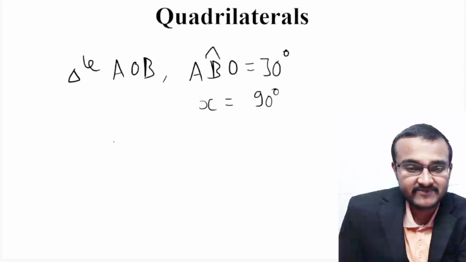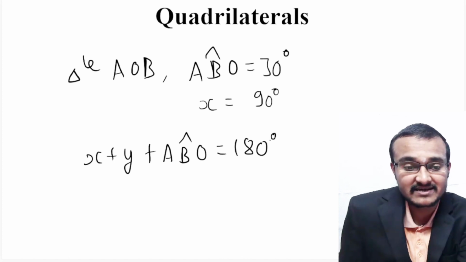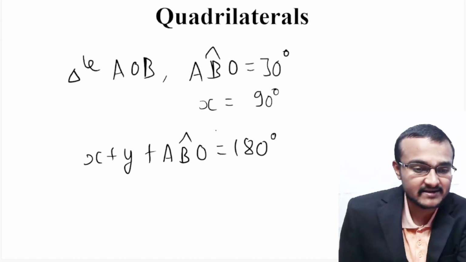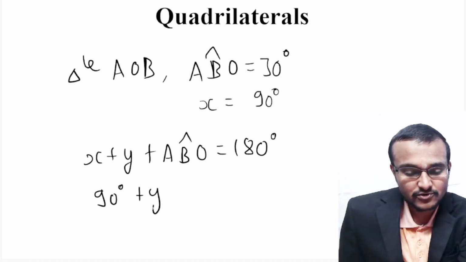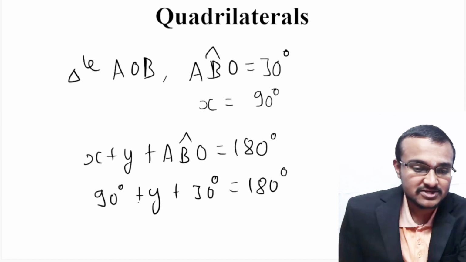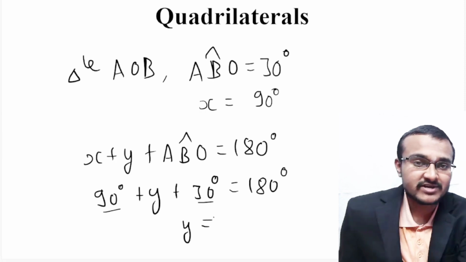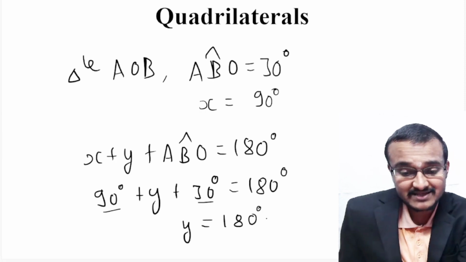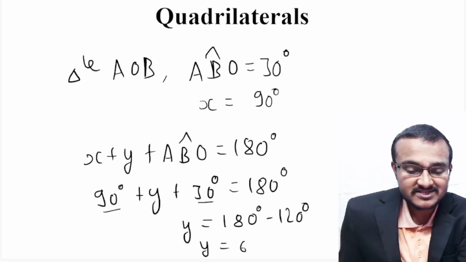So similarly we can find Y. X plus Y plus ABO should be equal to 180 degree, since triangle AOB is a triangle and the interior angles of a triangle add up to 180 degree. X is equal to 90 degree, Y we don't know, and ABO is equal to 30 degree. So 90 degree plus 30 degree is 120 degree. If you take that to the RHS, it becomes 180 degree minus 120 degree. So Y will be equal to 60 degree.